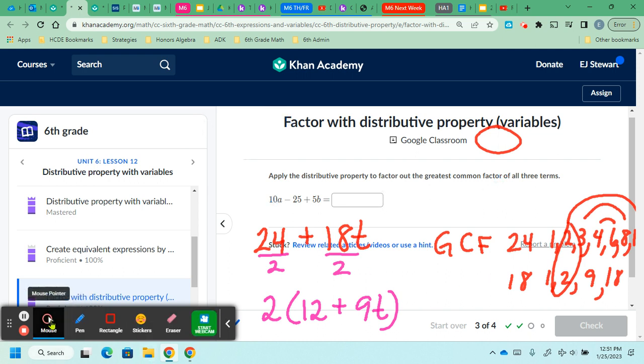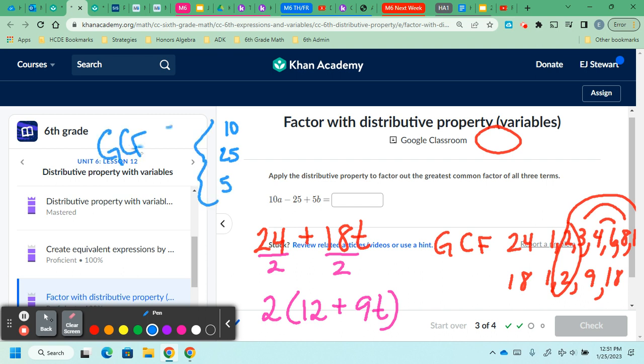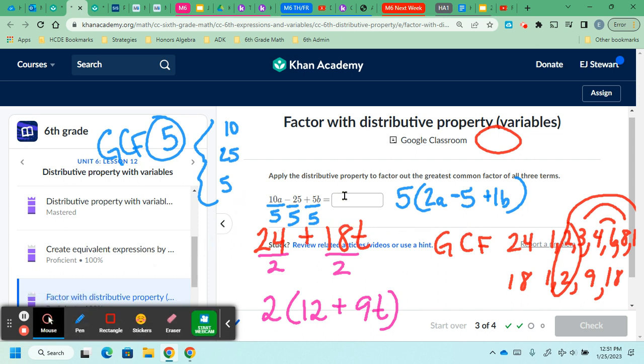That's so very annoying. When I look at this expression, I have 10 times A minus 25 plus 3B. So for 10, 25, and 5, my greatest common factor is 5. So I'm going to pull that 5 outside the parentheses. 10A divided by 5 leaves me 2A. I've got a minus there. 25 divided by 5 is 5. 5B divided by 5 is 1B. Okay? Con is probably only going to want that as 2A minus 5 plus B.